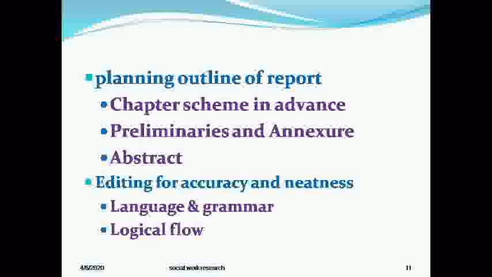Planning the outline of the report. So just to summarize, how to plan the outline of the report? You should have the chapter scheme in advance. As we have discussed earlier, the introductory chapter, then the database chapters, and the concluding chapter. After the chapters are prepared, the preliminaries and annexure part is prepared. And finally, the abstract. This is the way you have to plan the outline of the report.